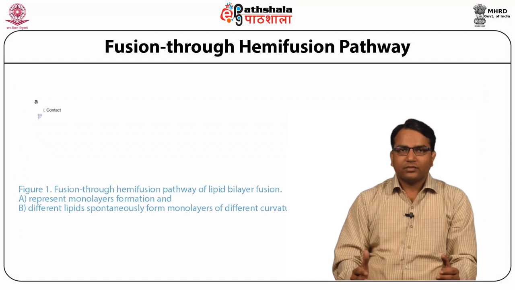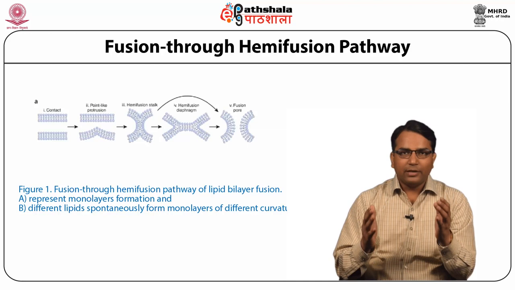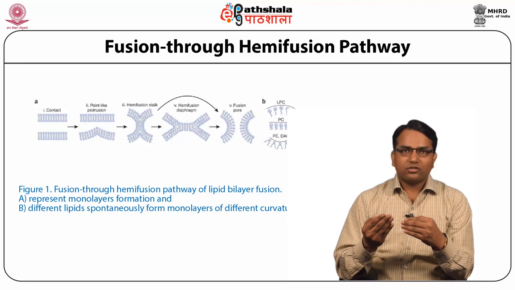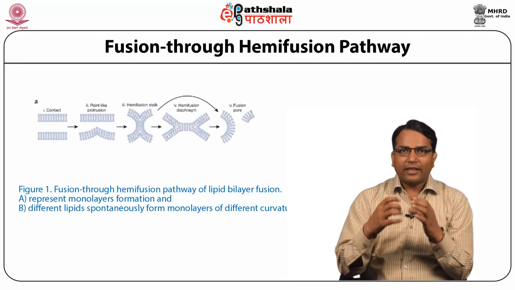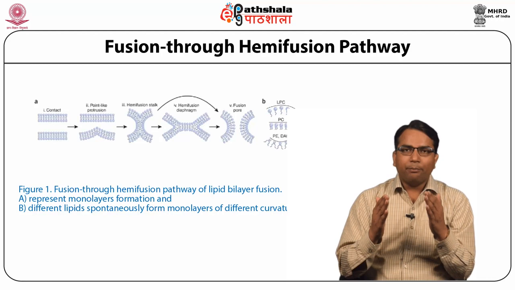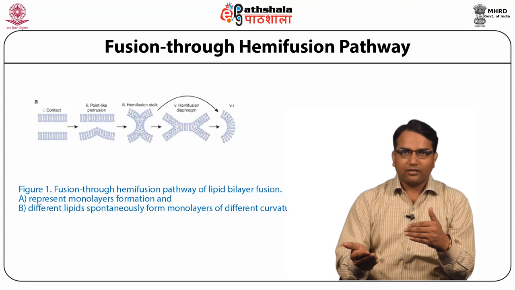Here you can see the hemifusion pathway of lipid bilayer fusion. Firstly, two membranes contact each other and form a point-like protrusion, and then a hemifusion structure is formed where only the outer leaflet is fused, and then a fusion diaphragm is formed. After formation of the fusion diaphragm, a fusion pore forms, and after that, based on the requirement of the membrane, curvature is created. Different types of curvature are created based on the composition.